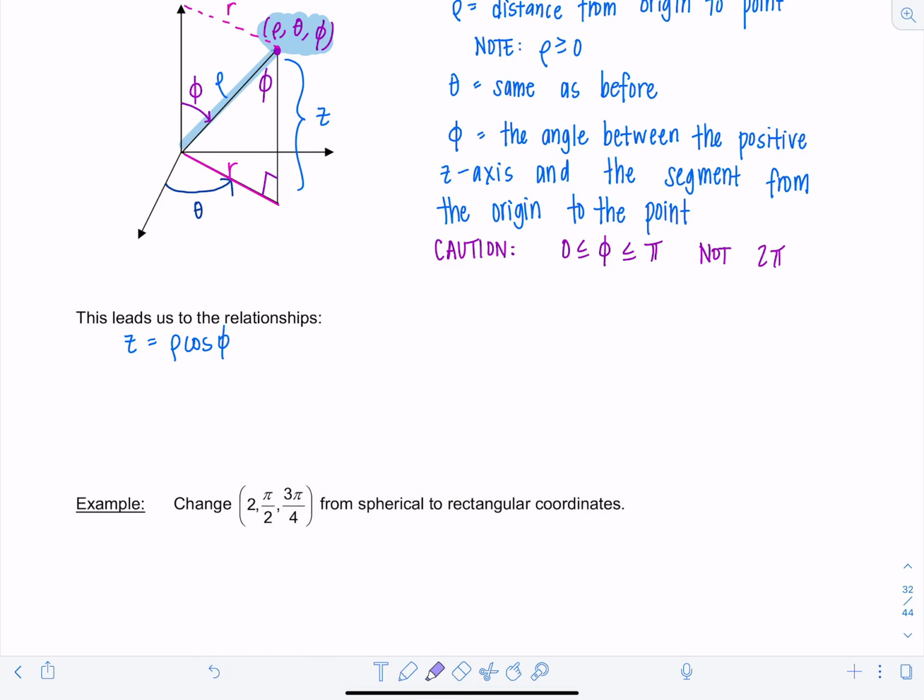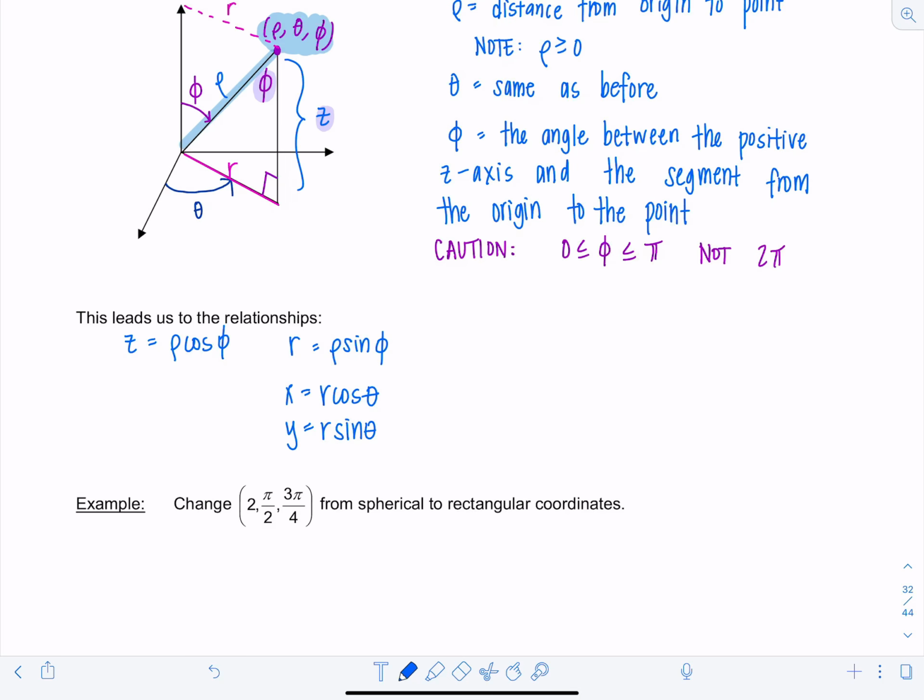So z is rho cosine phi. Notice here, I'll come in and help you in case you need it. So z is the adjacent side if I'm looking at this phi, okay? Adjacent over hypotenuse. Now what about r, little r? So that's going to be rho sine phi. And then all you do is use your previous relationships from polar or cylindrical, same thing. x is r cosine theta and y is r sine theta.